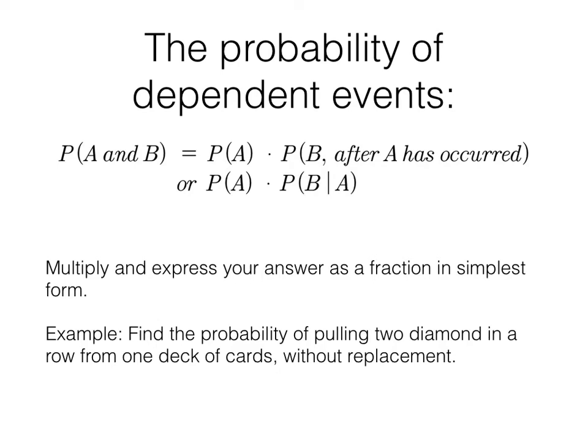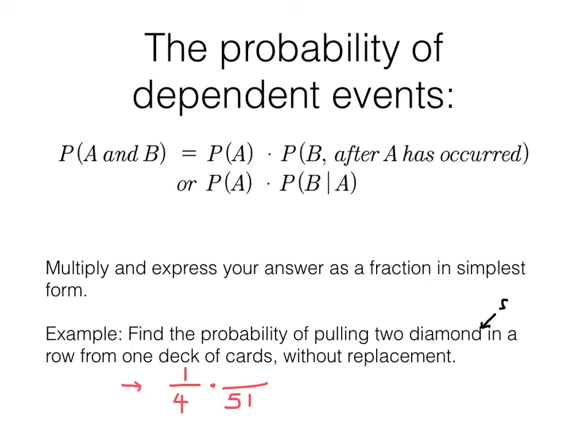Find the probability of pulling two diamonds in a row from one deck of cards without replacement. Well, we already know the probability of pulling one diamond is 1/4. Now, pretend we have now pulled the diamond out of the deck of cards. Well, the first thing that's apparent, the first thing we have to think about is that we no longer have 52 cards. Now we have 51 cards. So that's a big change. We also no longer have 13 diamonds.